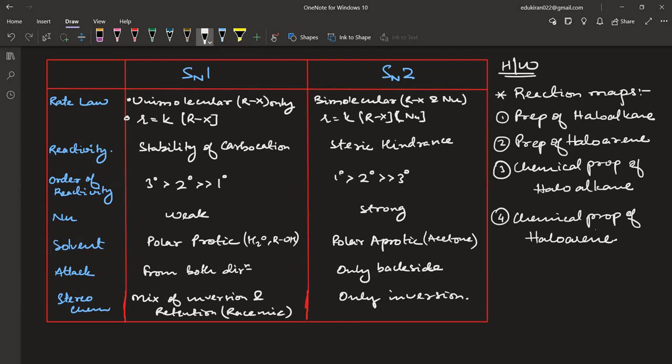So what's the last point after attack, at below attack? Stereochemistry.